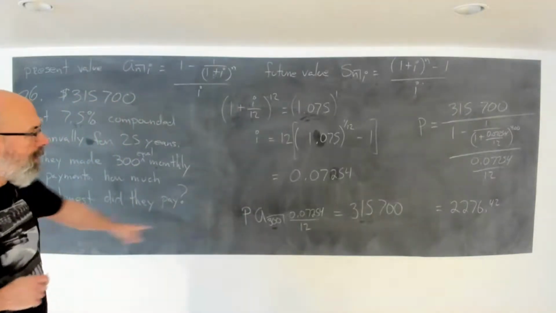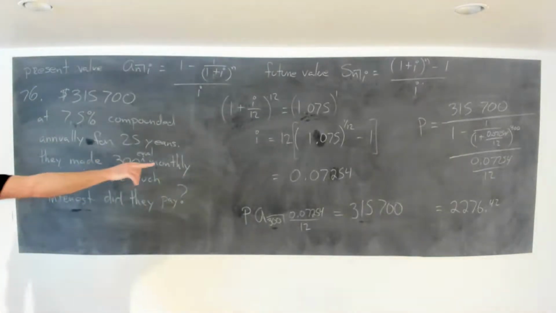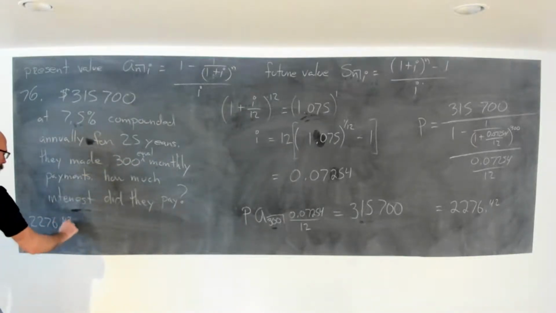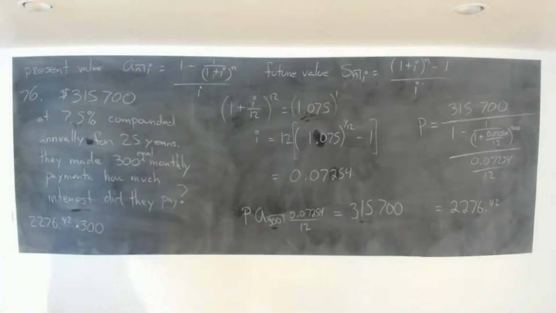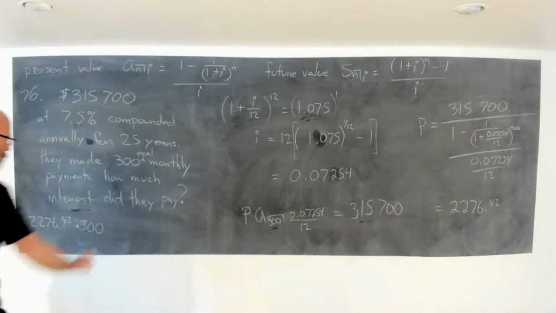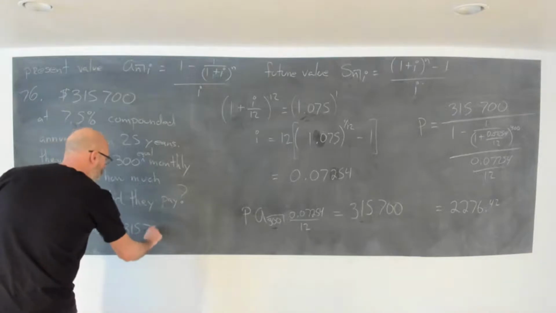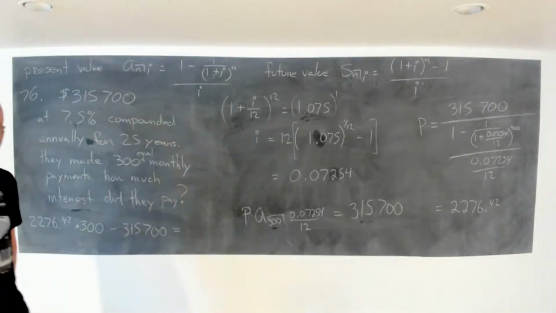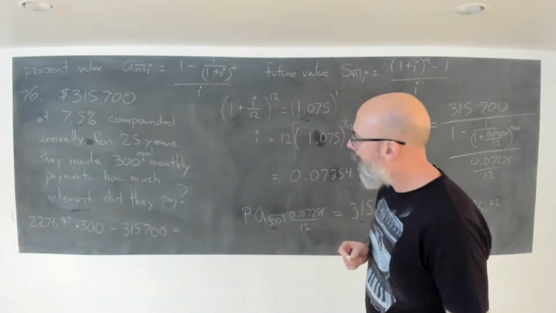So as Annie suggests, we are paying $2276.42 300 times, minus the $315,700 that you actually borrowed. The rest is just interest. What is it, Annie? I suspect you've already worked that out.